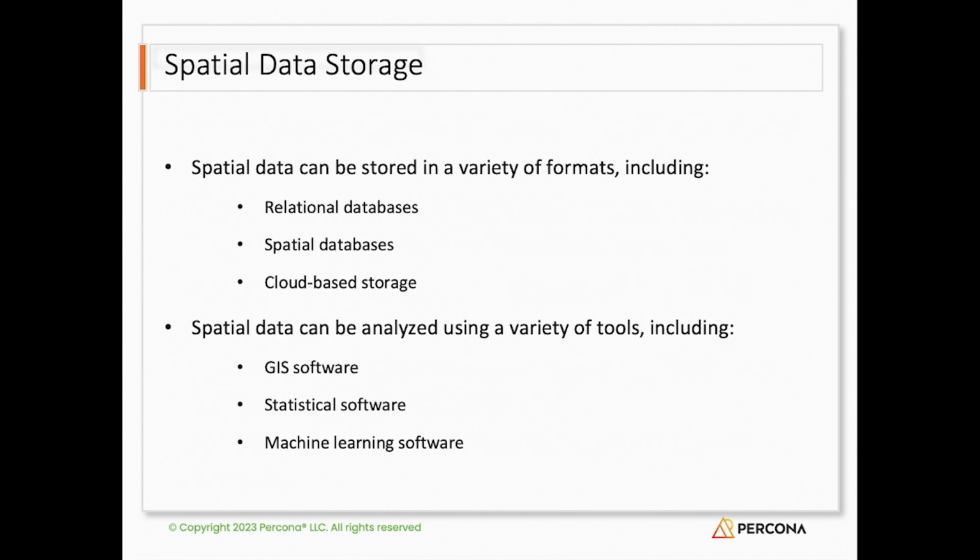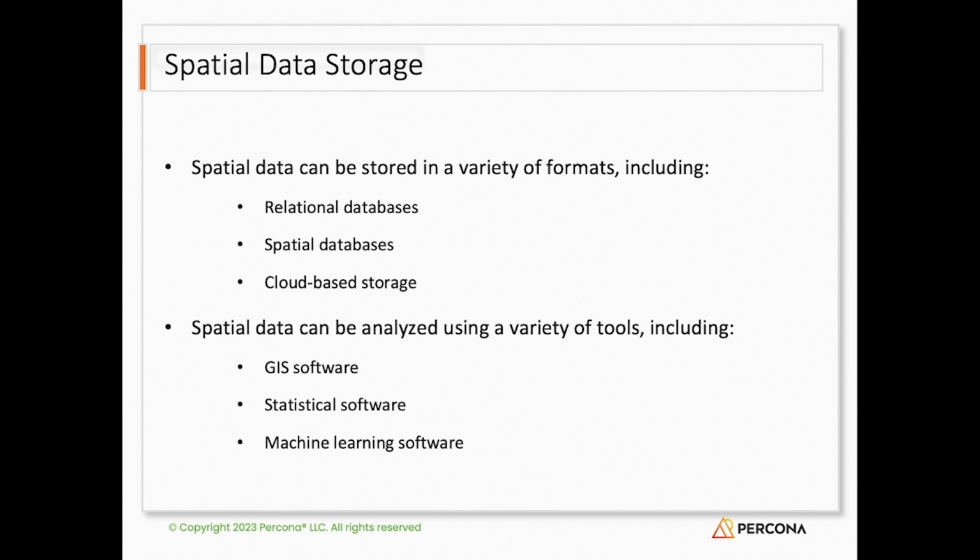If we want to store that data, we need a database. Absolutely, if we want to store any data, we need a database. So for spatial data, we can store it in a relational database, we can store it in a spatial database, which is built for that purpose, or we can use cloud-based storage. So these are the three options. But here we will talk about the mixture of a relational database and a portion of a spatial database. I will explain how you will do that.